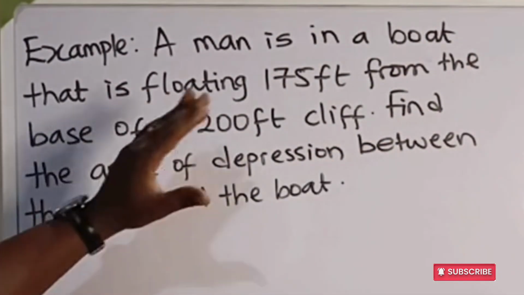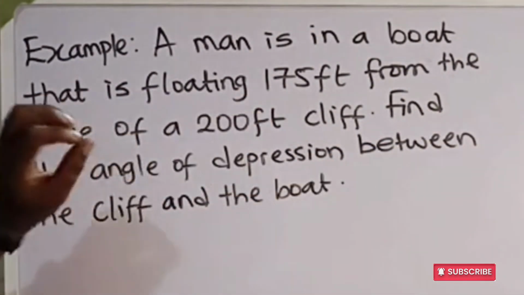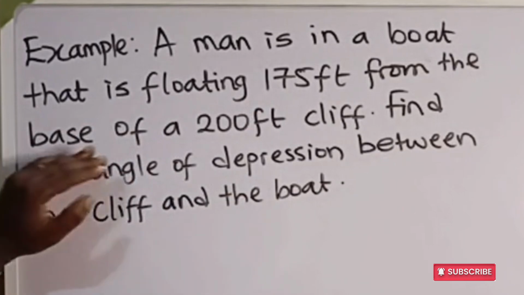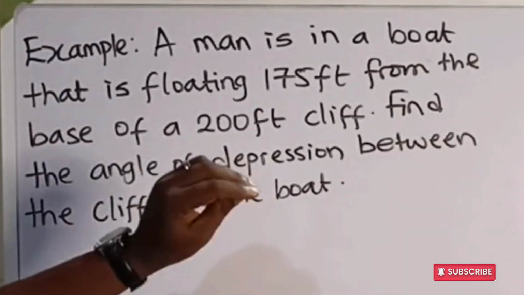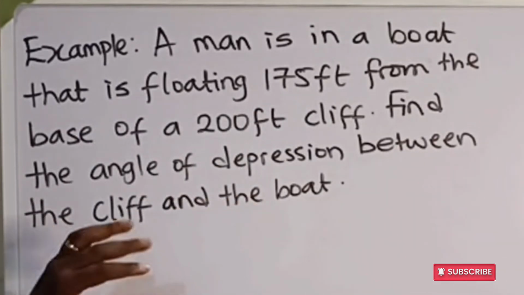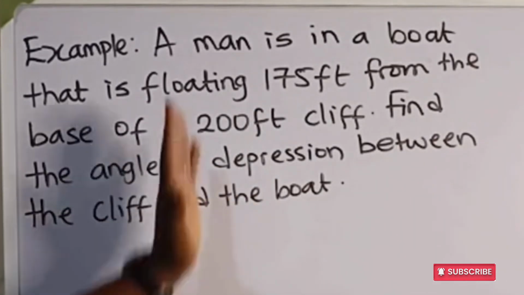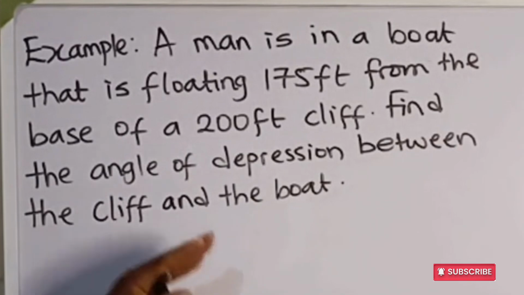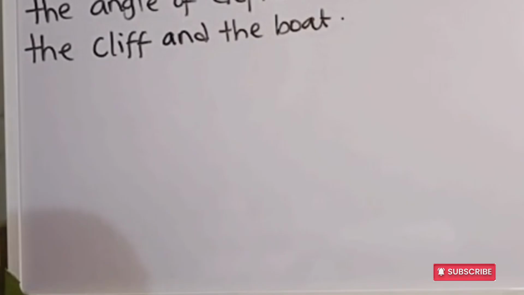So we are told that a man is in a boat that is floating 175 feet from the base of a 200 feet cliff. Find the angle of depression between the cliff and the boat. A cliff is just, I will not call it a mountain, but it's an elevation above the sea. Okay, so let's look at it.